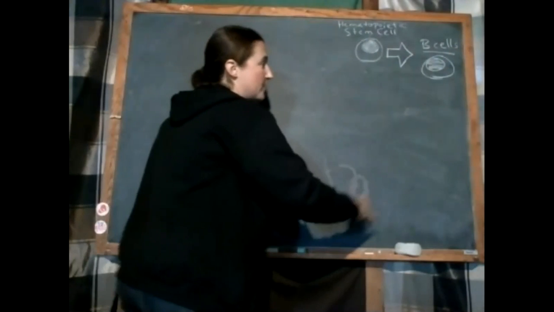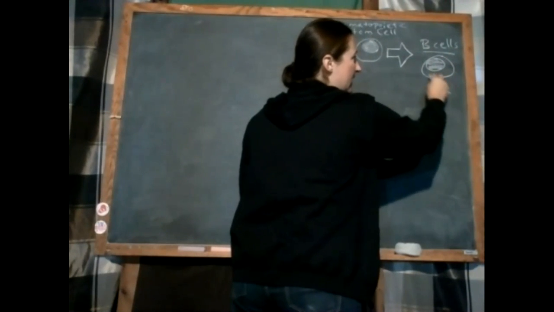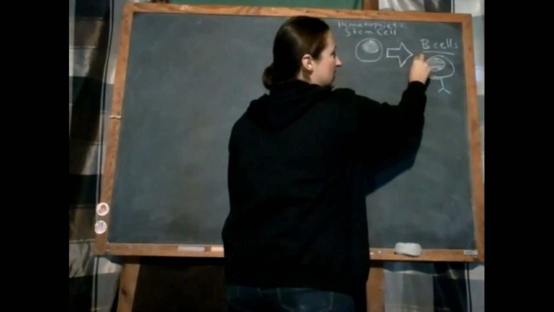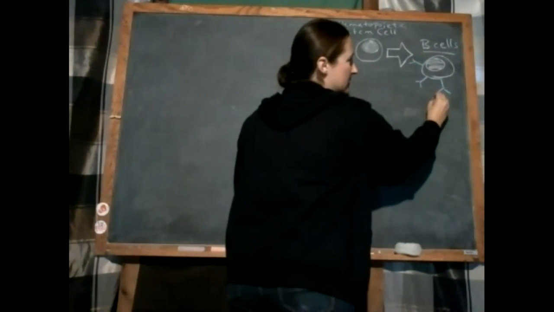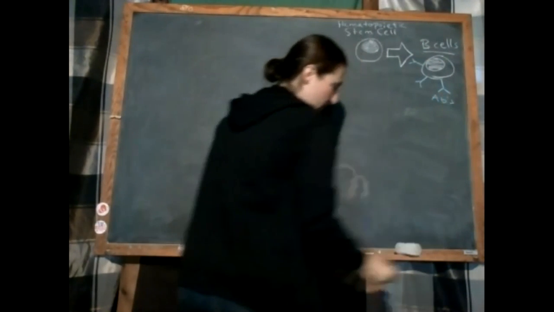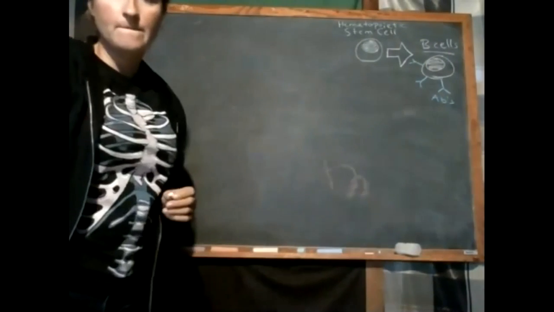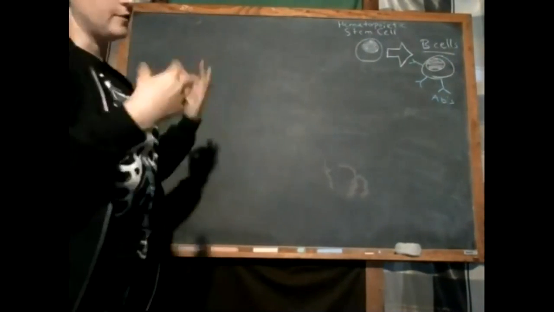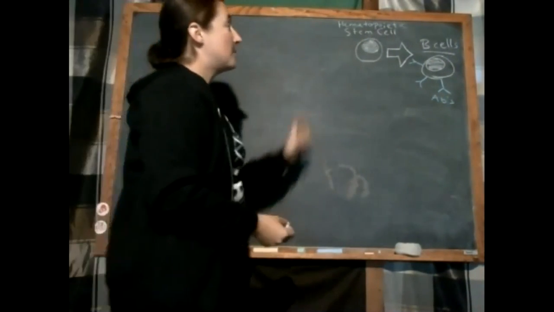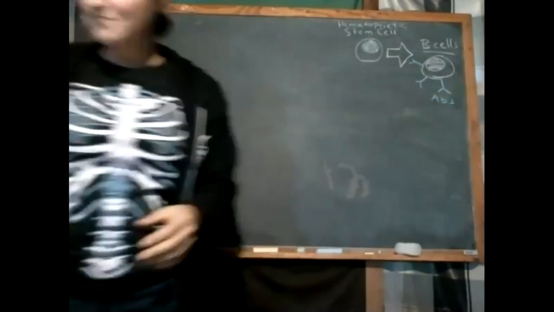Okay, and remember that the B cells contain antibodies on the surface of their cells. Right, so abbreviated ABS, antibodies. Okay, the other thing, and of course what we're focusing on a lot more now, are the T cells.